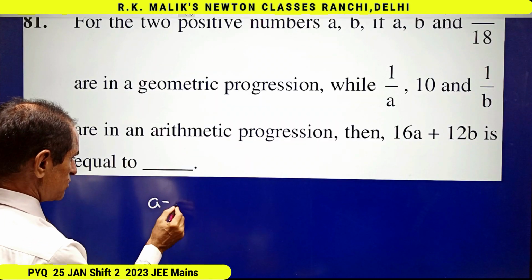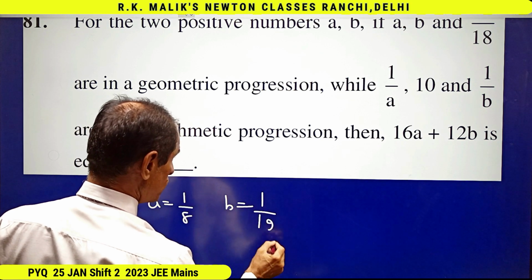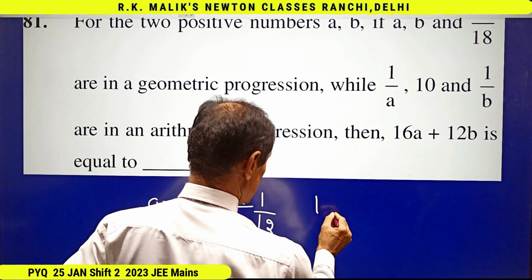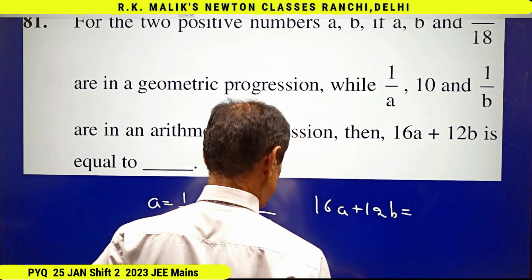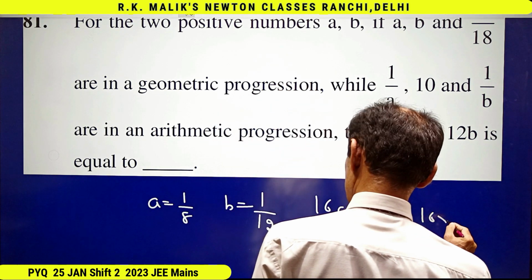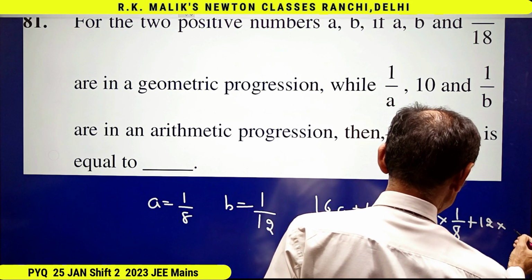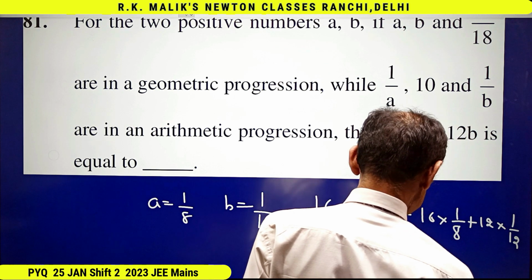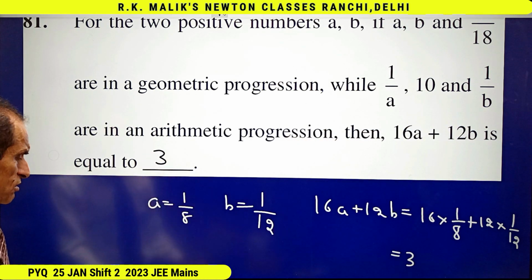As a is equal to 1 by 8 and b equal to 1 by 12, hence the value of 16a plus 12b equals 16 into 1 by 8 plus 12 into 1 by 12, that is 3. Hence the answer to this question is 3.